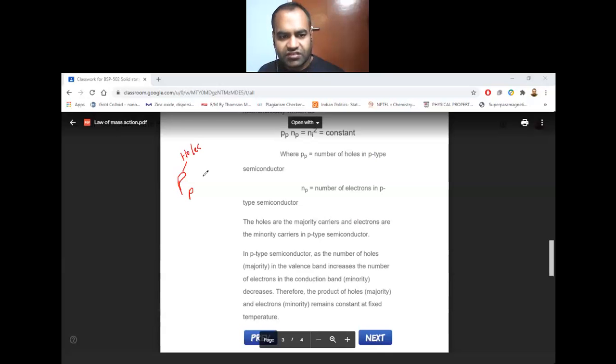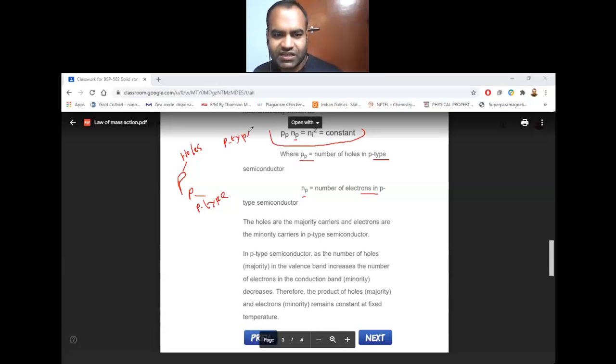This small p stands for p-type semiconductor. That is what is written: Pp, number of holes in the p-type semiconductor. Np, number of electrons in the p-type semiconductor. If you multiply them you get Ni square, where Ni is again the intrinsic charge carrier concentration. So this equation is written in the same way as the previous case. But remember, this time we are dealing with p-type semiconductors.